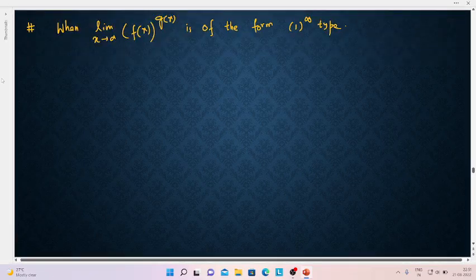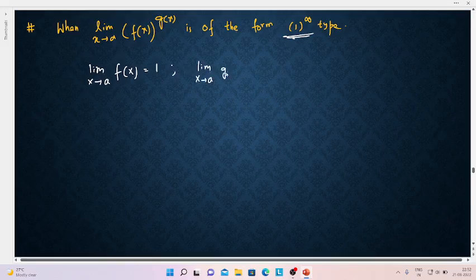The theory says that when a limit x tends to a of f(x) to the power g(x) type function is given to you, I mean one function to the power another function, and when you put the value it is of the form 1 to the power infinity, what does it mean actually? It means that limit x tends to a of f(x) is nothing but 1, and limit x tends to a of g(x) is nothing but infinity, right?